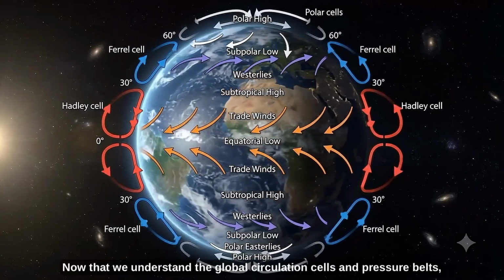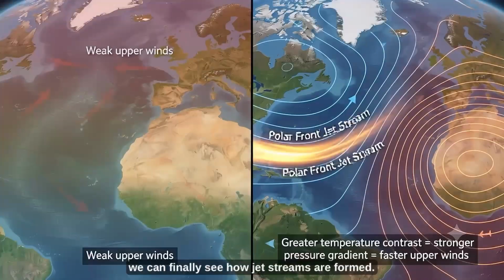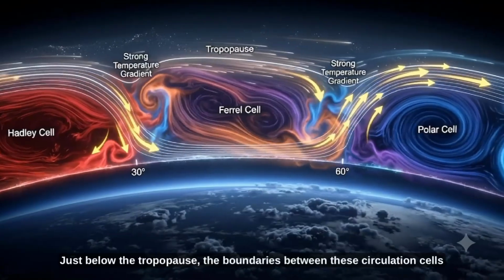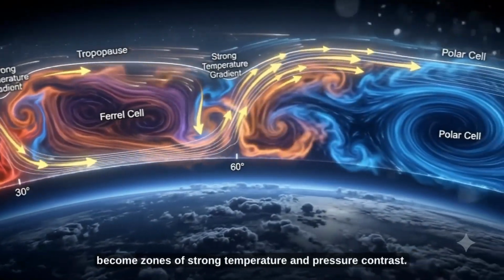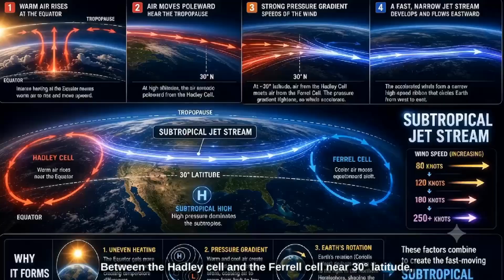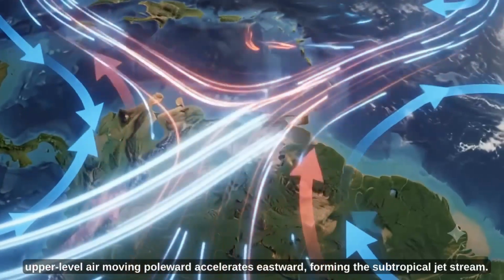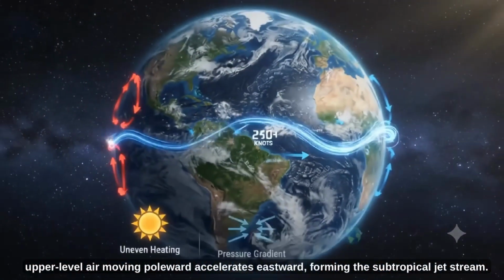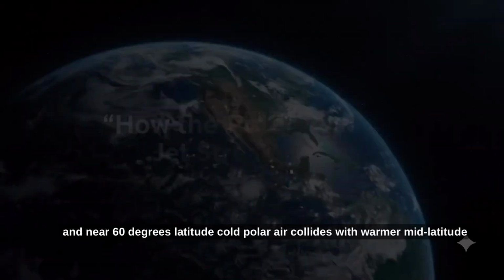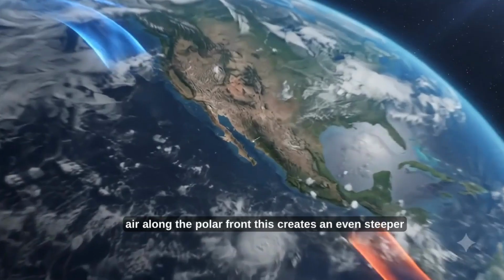Now that we understand the global circulation cells and pressure belts, we can finally see how jet streams are formed. Just below the tropopause, the boundaries between these circulation cells become zones of strong temperature and pressure contrast. Between the Hadley cell and the Ferrel cell near 30 degrees latitude, upper-level air moving poleward accelerates eastward, forming the subtropical jet stream. And near 60 degrees latitude, cold polar air collides with warmer mid-latitude air along the polar front.